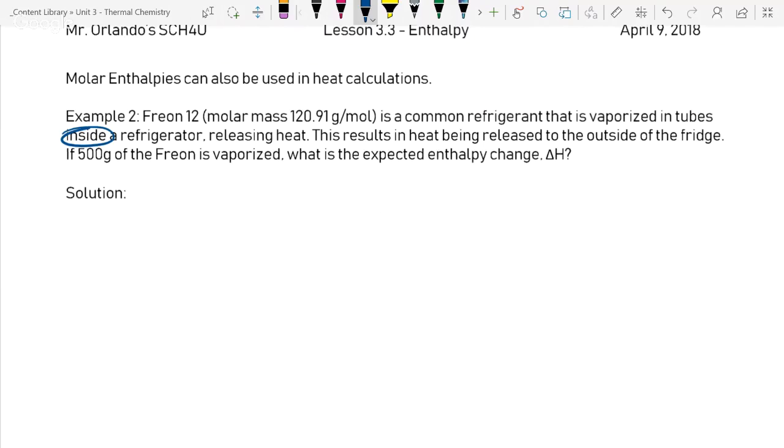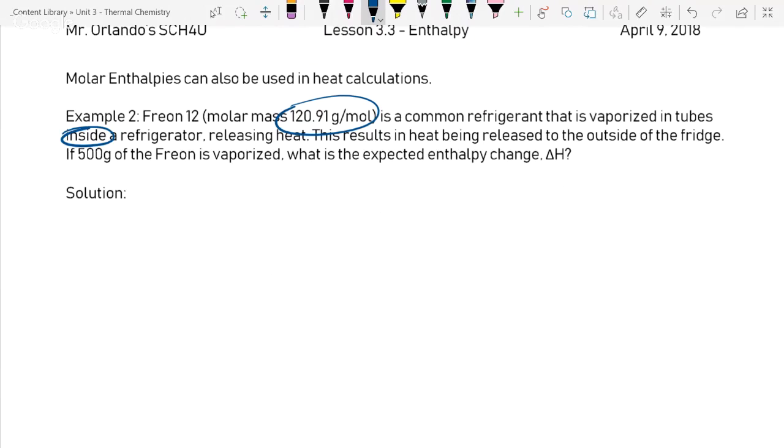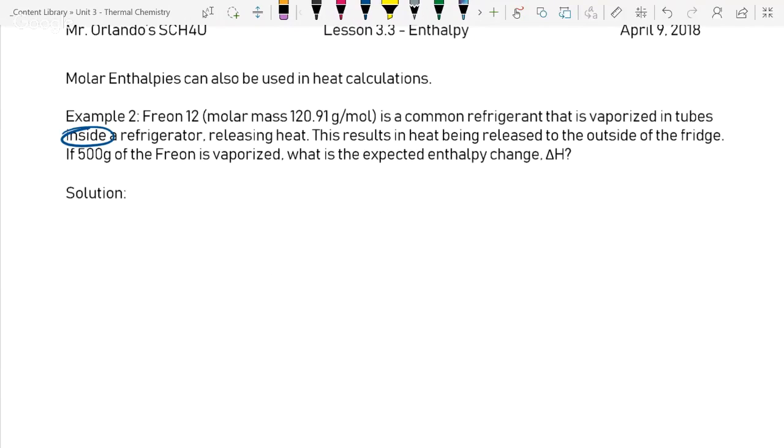So it does the exothermic portion of the reaction outside the refrigerator next to the fan, radiates that heat off. And then it does the endothermic portion of the reaction inside the refrigerator next to the fan. And when you combine these two things, you get the back of the fridge getting hot, getting rid of the heat, and the inside of the fridge getting cold. Makes sense, right? Let's talk about the math of it. So Freon 12 has a molar mass of 120.91 grams per mole. All right, that means every mole of this stuff weighs 120.91 grams. I'm going to highlight that.